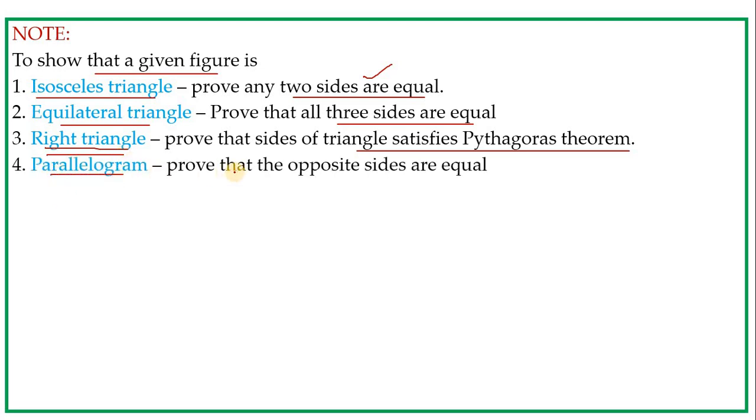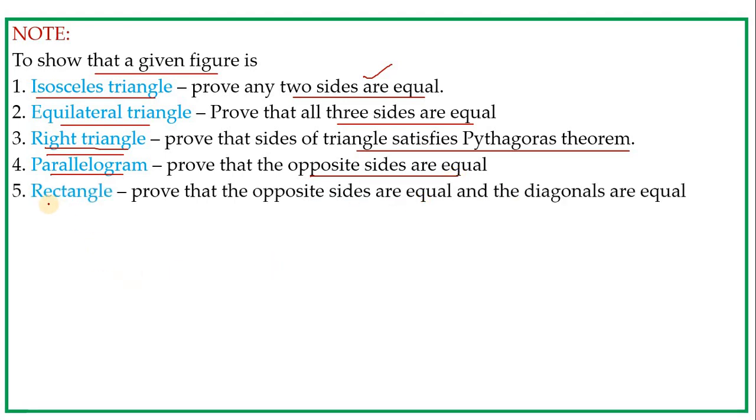So to show a parallelogram, we have to show that opposite sides are equal. To show a rectangle, we have to show that opposite sides are equal as well as diagonals are equal. I have seen many children show only that opposite sides are equal and they never show diagonals are equal. In that case, it goes wrong, children. So to show a rectangle, you have to show opposite sides are equal and diagonals are also equal.